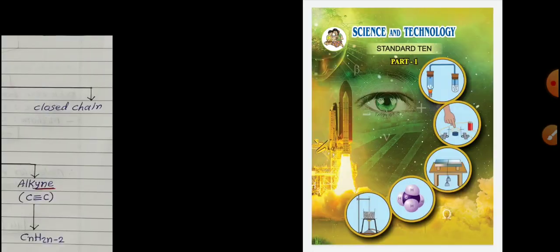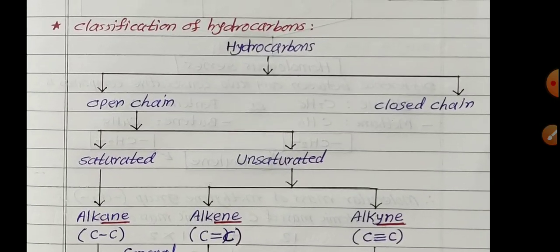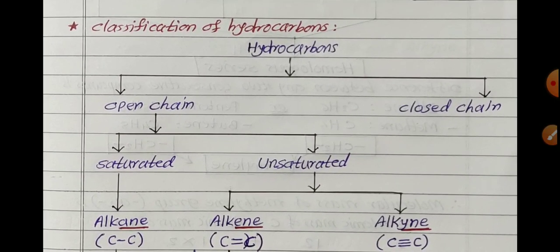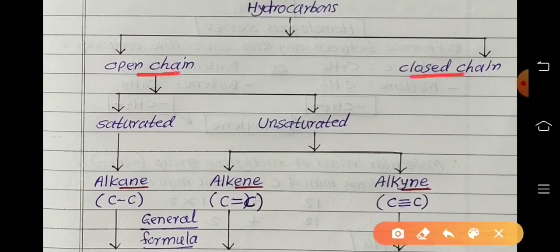First of all, what do we learn here? Here we learn about the classification of hydrocarbons. Hydrocarbons are of two types, open chain and closed chain. Open chain is again of two types, saturated and unsaturated. In saturated, there is one more type, that is alkane. In unsaturated, there are two types, that is alkene and alkynes.